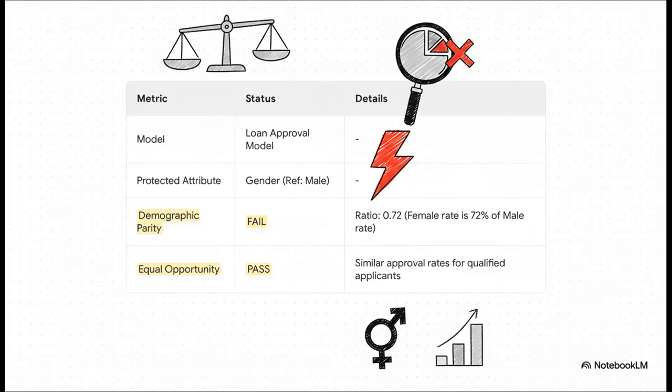And look at this. This is a perfect example of a fairness audit report. It's for a loan approval model. You see that big red fail next to demographic parity? You can't miss it, and it tells you exactly why. The approval rate for women is only 72% of the rate for men, which is way outside the acceptable range. It's this kind of crystal clear, data-driven insight that lets you actually find and fix these critical issues.